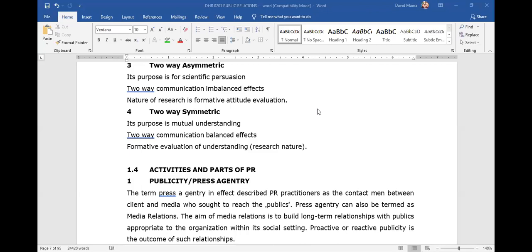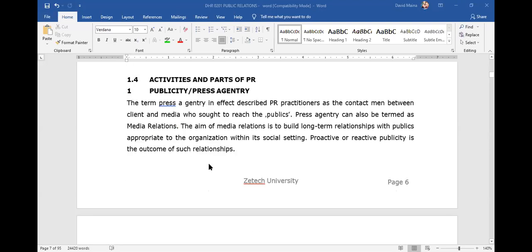So its purpose is mutual understanding. Again, there is two-way communication with balanced effect: I will leave that place satisfied, and you at the same time will leave that place satisfied. The third thing about two-way symmetric is formative evaluation of understanding. So there is a research nature. You have done your research and we are talking about something. The reason why we are together is that we want to understand each other.